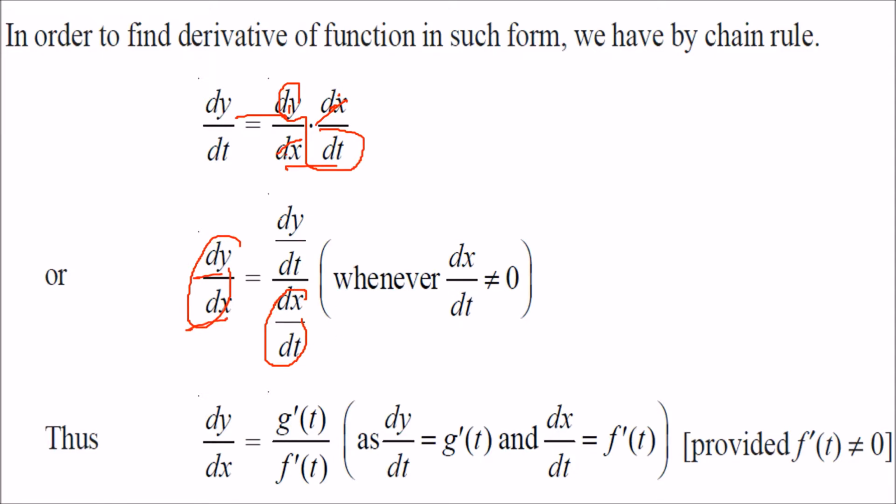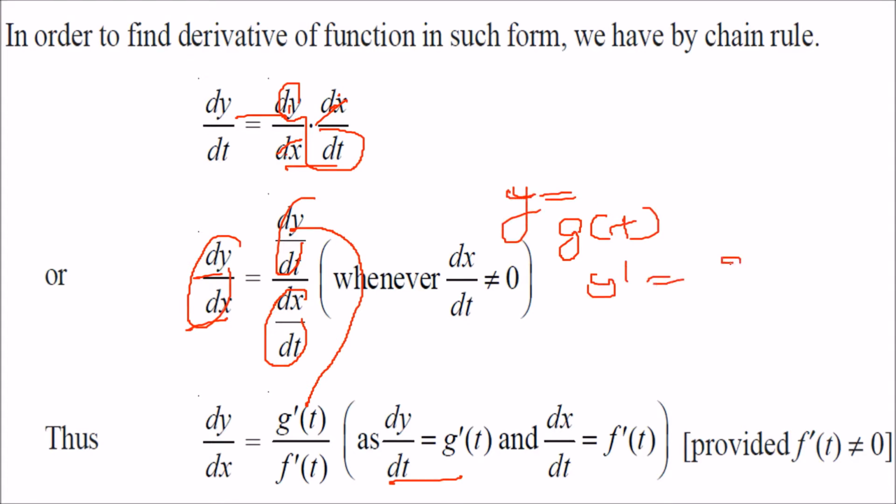Now this dy by dx can be written as this, and this is nothing but dy by dt is g dash t. If you assume that this dy by dt to be g dash t, because y is g(t), then y dash is g dash t, which is nothing but dy by dt. Here also, it is called f dash t. So dx by dt should not be 0.